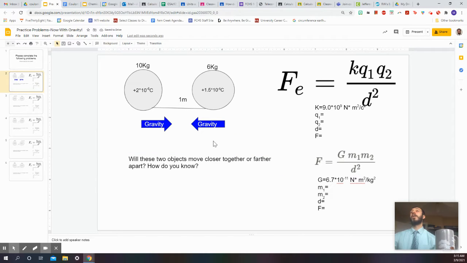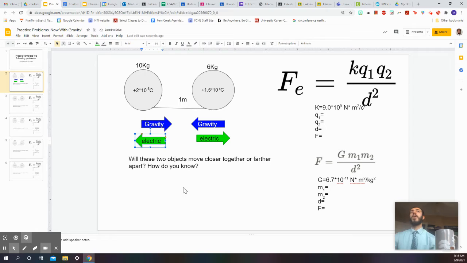Now let's think about how electrostatics works. Electrostatic forces go towards each other if we have opposite charges, and they go away from each other if they have the same charge. These are both positive charges, so the force is going to be pushing away, because the same charges repel. If this was a negative charge, they would attract. So the force of electricity is going away from each other. Let's make electricity green.